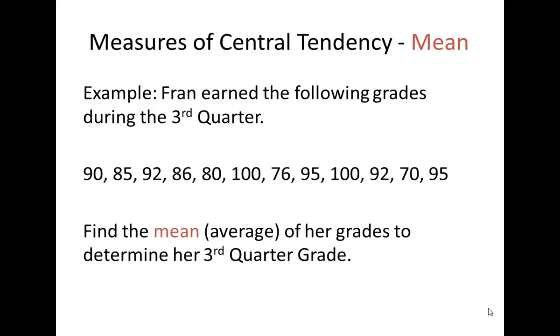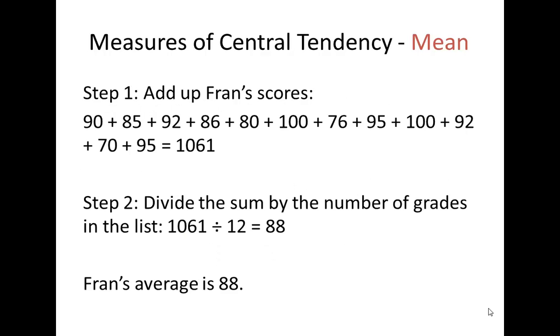Let's look at Fran's grades again. We can find the average of her third quarter grades by adding up all of the grades in the list. They add up to 1,061, and then dividing that sum by the number of grades in the list, which is 12. 1,061 divided by 12 equals 88. Fran's average is 88.